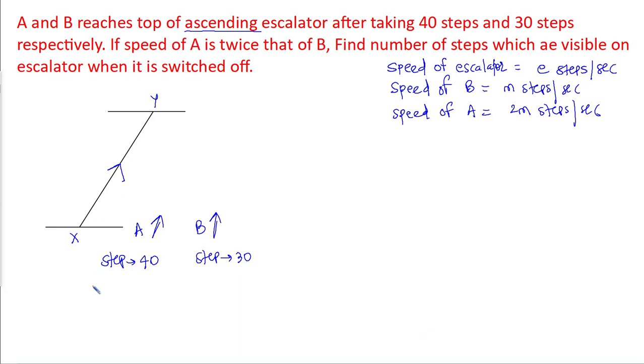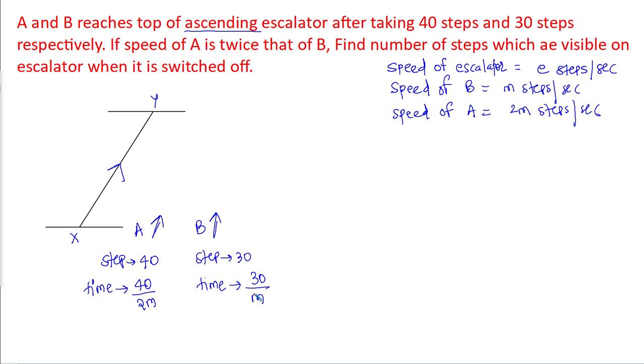Okay everyone, so for how much time does A travel? Time is equal to distance to be traveled divided by speed, which is 2m. The speed of A is 2m. And for how much time does B travel? B travels 30 distance with the speed m steps per second. So B travels for 30 divided by m seconds.